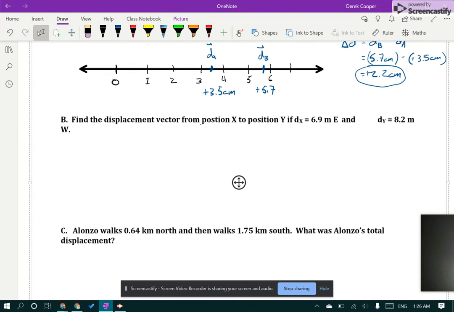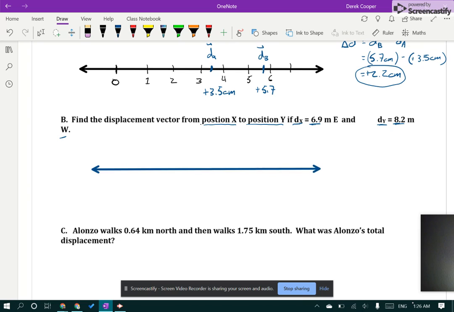In this guy, it says we're going to find the displacement vector from position X to position Y if position X is 6.9 meters east and position Y is 8.2 meters west. So again, we'll draw our number line. Here's our number line here. Okay, this time we're going to label this side east and this side west. So we know that we're going to have a 0 here in the middle, okay?